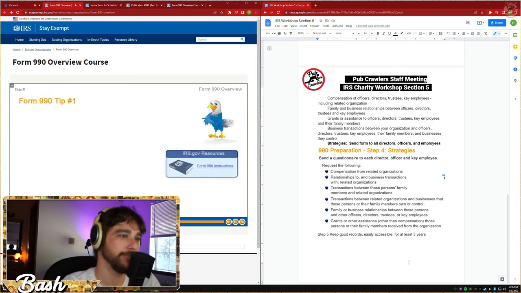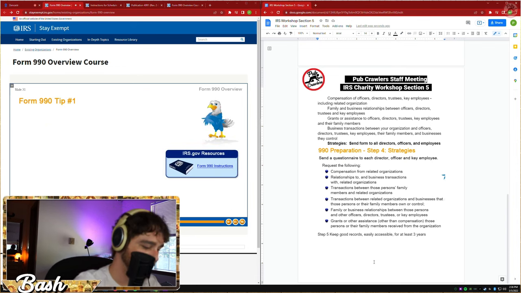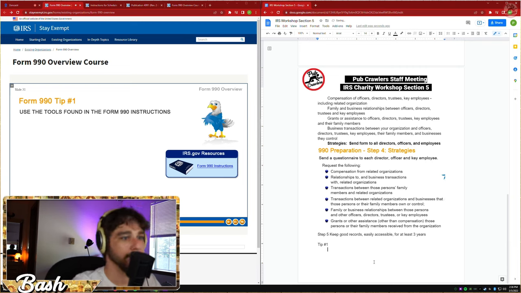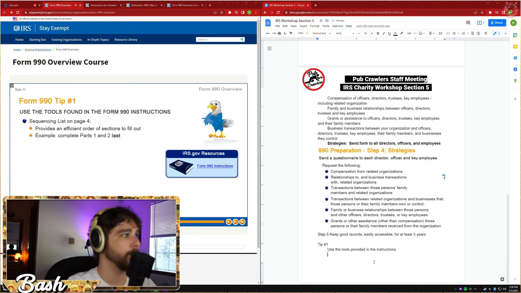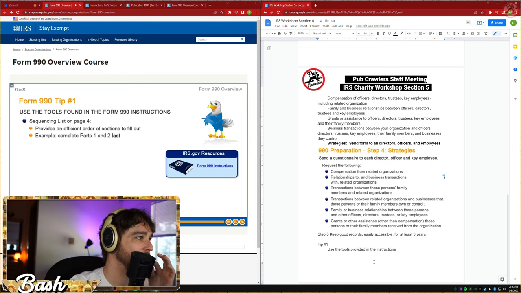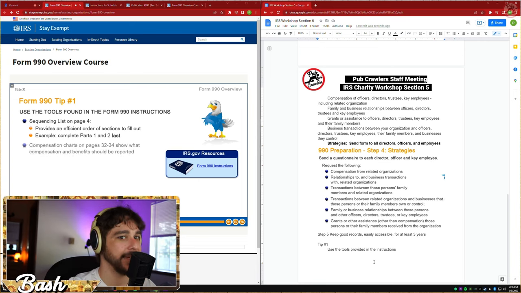Just the tips. My first suggestion for filling out Form 990 is to use the tools provided in the instructions. First, the sequencing list walks through what we think is the most efficient order to fill out the form. An example is to complete parts 1 and 2 last, even though they are the first parts you see. It's because they're the totals. Because part 1 is largely a summary of information reported elsewhere on the form, and part 2 is the signature block. And you want to sign it after doing all the work.